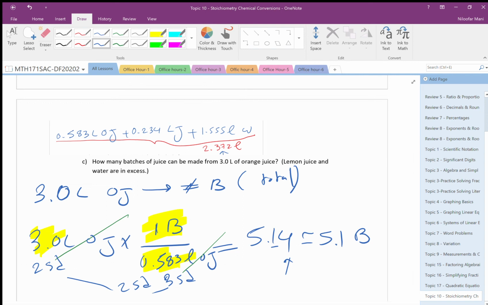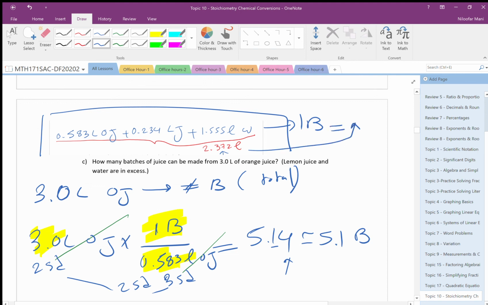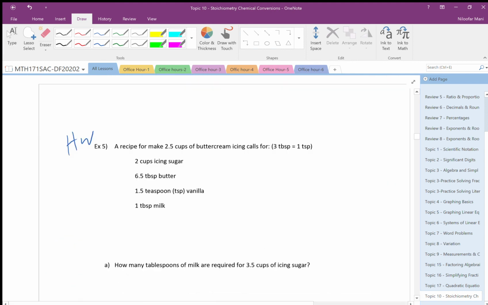And I remember this is my conversion factor. This is what I have between this many liter of orange juice, this many liter of lemon juice, this many liter of water, and one batch. Okay, so this is one batch here. And when I add them all, one batch is this many liter of total juice. Okay, which I can use. So here it's the answer.